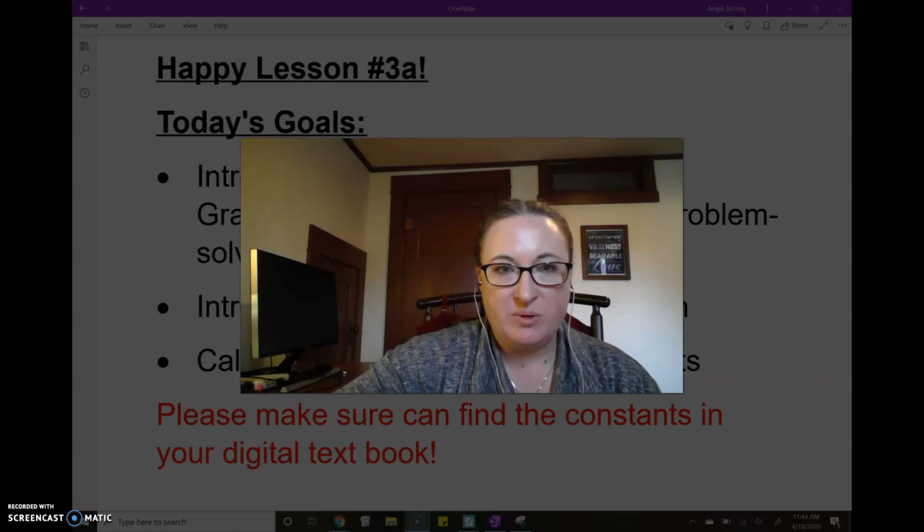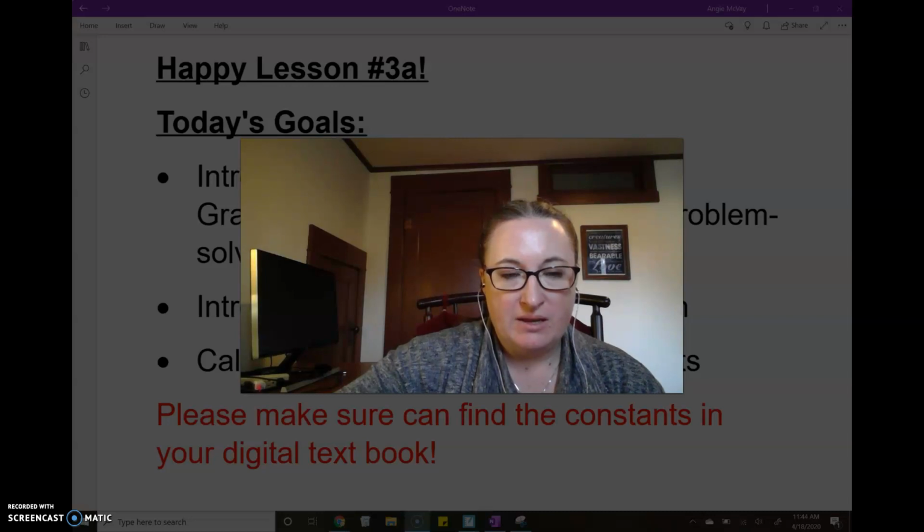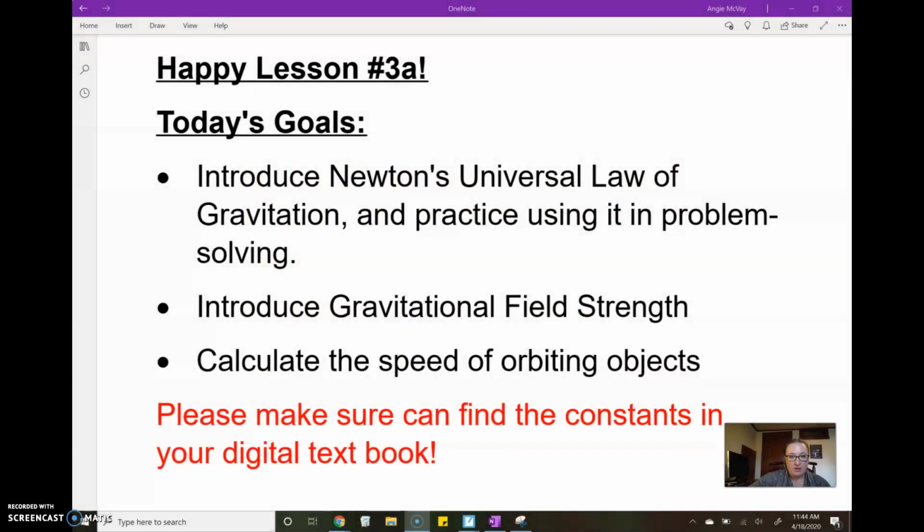Today we're going to break the lesson into a couple pieces. This video is going to be lesson 3A, and then I'll take a look at lesson 3B. All right, so here are today's goals. We're going to introduce Newton's universal law of gravitation and practice using it to problem solve. We're going to introduce gravitational field strength and calculate the speed of orbiting objects.